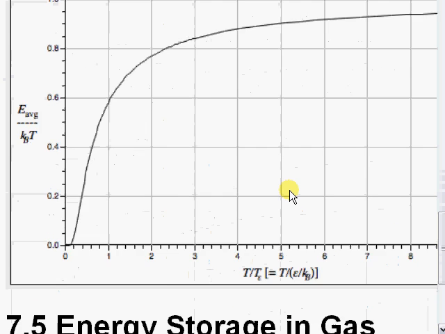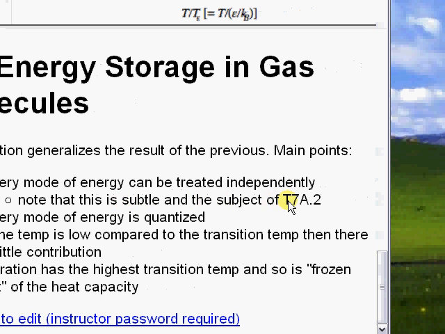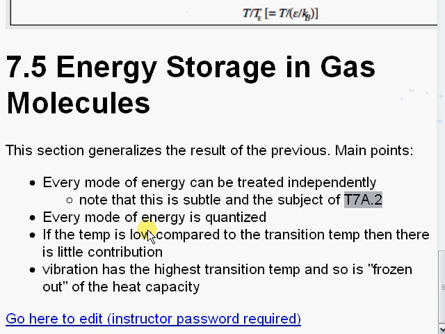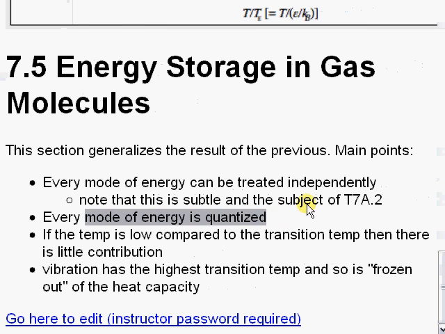Okay, so how do we apply that? Well, the very last section generalizes that result. Here's the main points. Every mode of energy can be treated independently. This is very subtle. I would take a look, if I were you, at T7A.2 to see that there's some subtleties there. But we're essentially saying first the translational energies get turned on, then the rotational energies get turned on, then the vibrational energies get turned on. We treat them all separately. But no matter what it is, every single mode of energy is quantized, so that's very important.